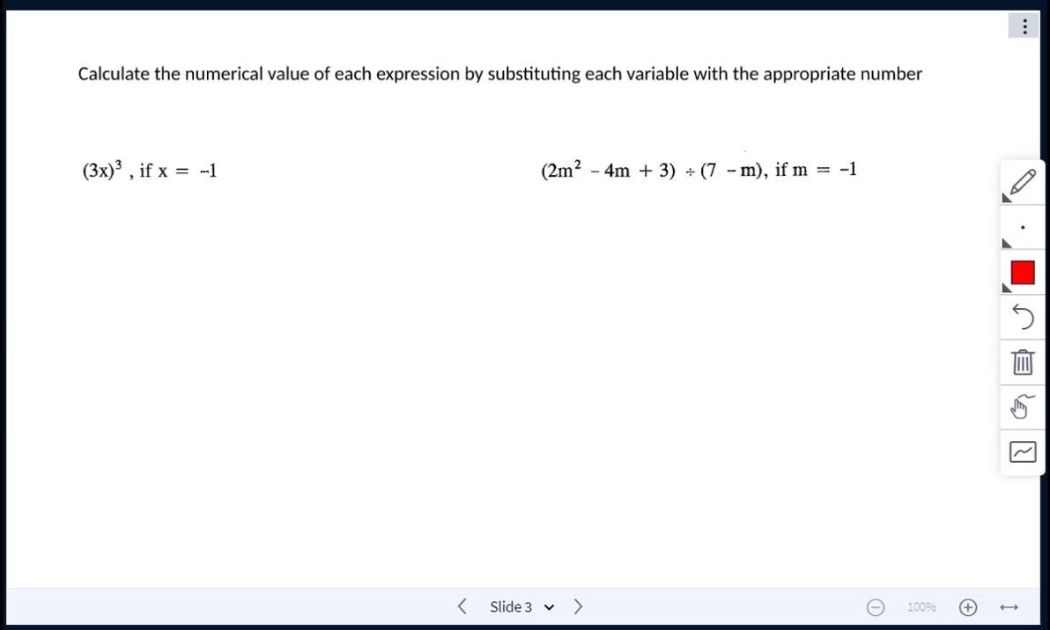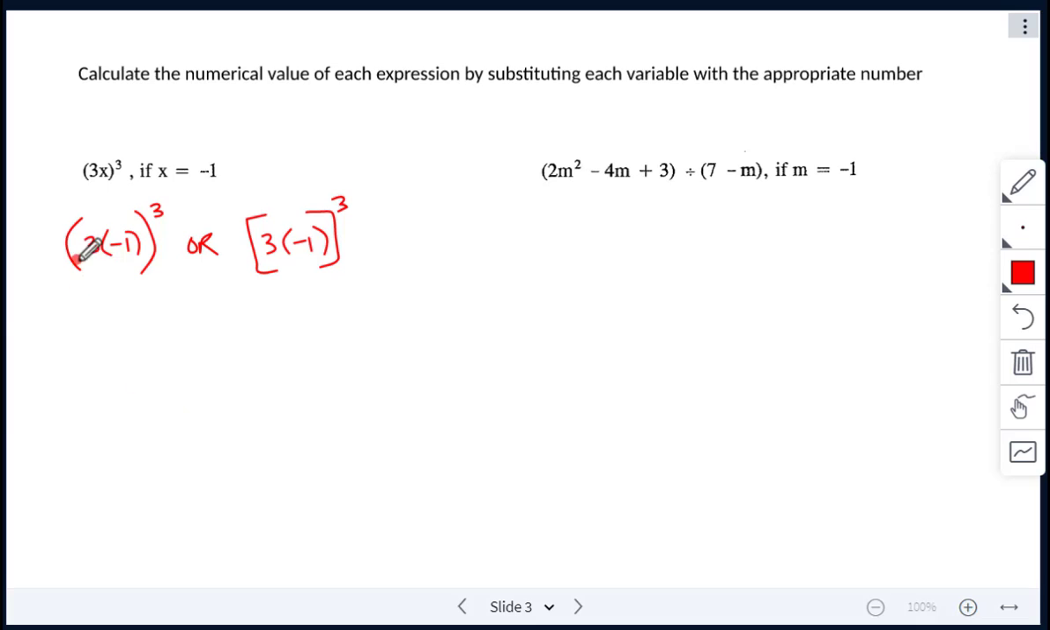Here we have 3x in brackets, and all of it is being cubed, and we're told that x is equal to negative 1. So I'm going to open up a bracket and put 3, and then for x, I have negative 1, so it looks like this, and then I'm going to close the bracket, and it's all being cubed. You can also use round brackets inside and then square brackets on the outside, so that it looks like 3 times negative 1, and then you can use the square brackets like this, and then it could be cubed like that. So two ways to write that out when you're substituting.